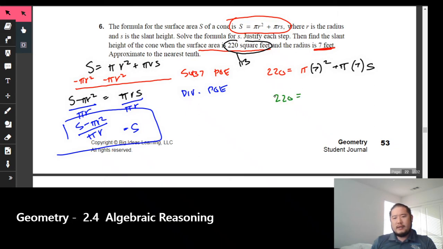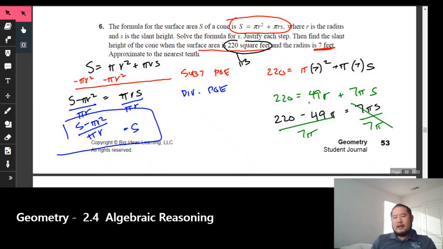And so we have 220 is equal to 49 pi plus 7 pi s. All right, and then so I'll go ahead. We should be able to solve this out. Pretty similar to what we already did right here. We'll subtract 49 pi from both sides. And then lastly, we'll divide both sides by 7 pi. What I'm just showing you right here, once again, is being able to solve and get a variable by itself, and hopefully you could plug this into your calculator correctly.